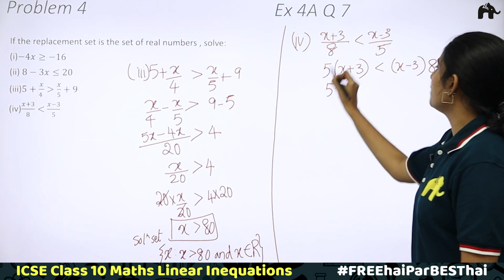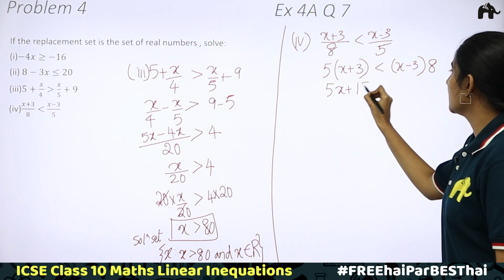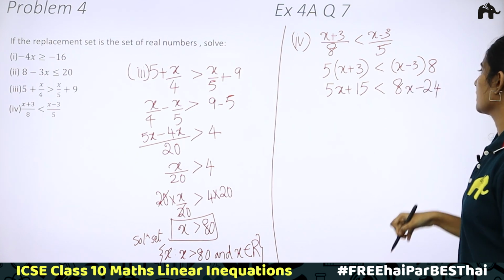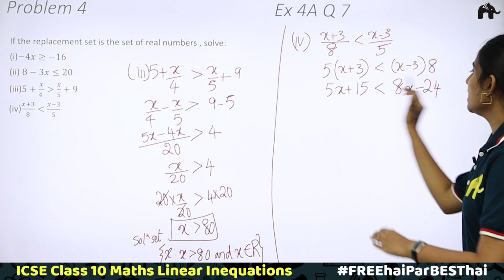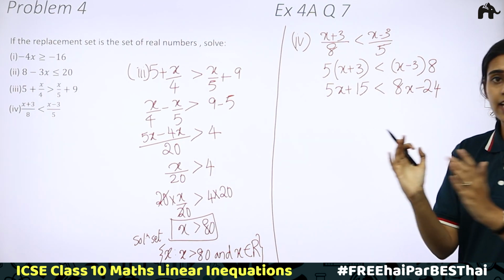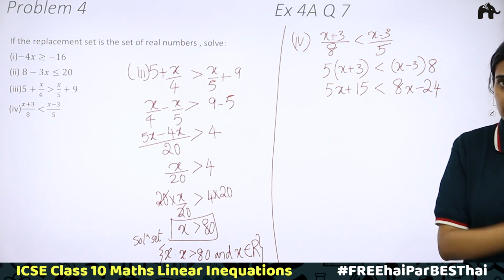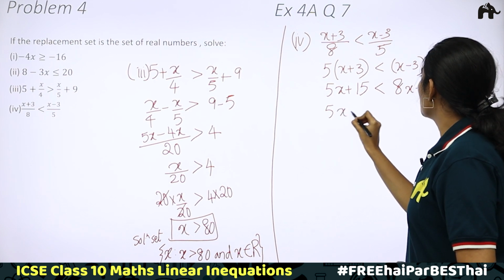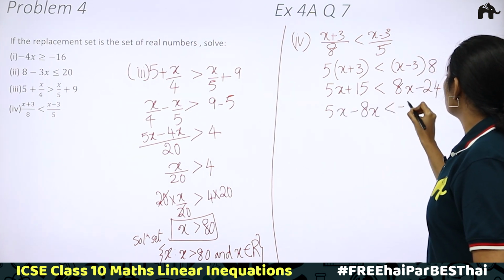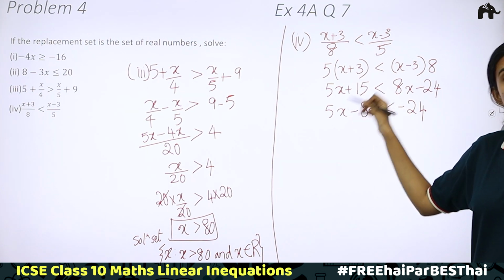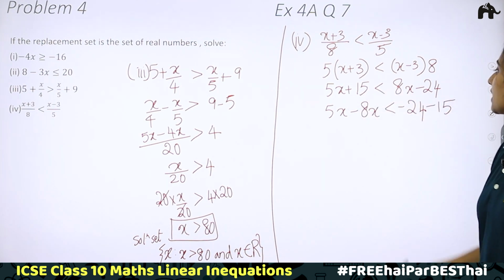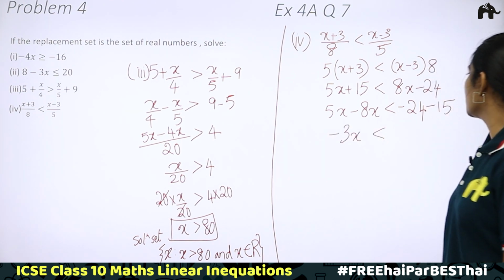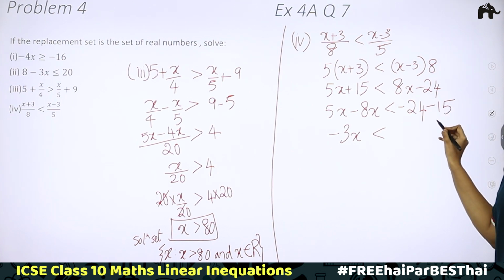5x plus 5 into 3, 15 less than 8x minus 24. Now we have an equation where you can take all the x containing terms to one side and constants to the other side. That is 5x minus 8x less than minus 24 plus 15 becomes minus 15. 5x minus 8x is minus 3x. Minus 3x less than minus 24 minus 15.